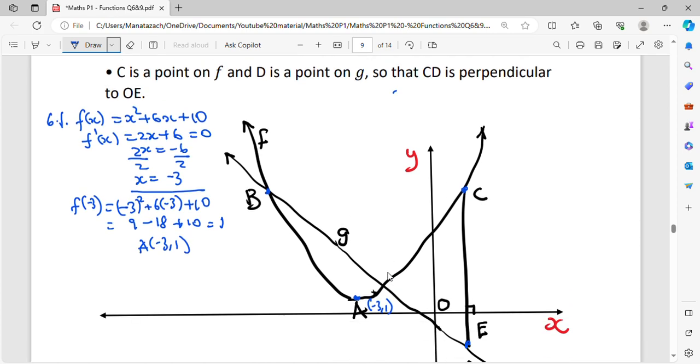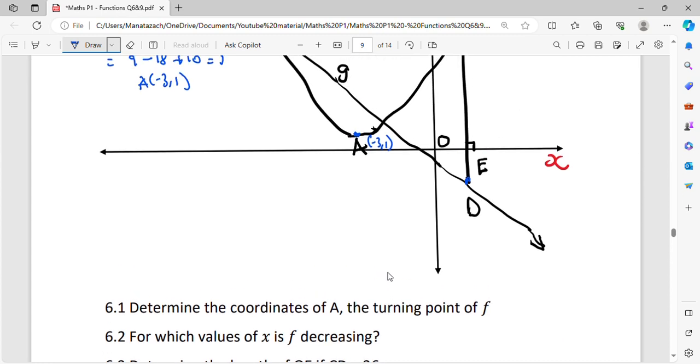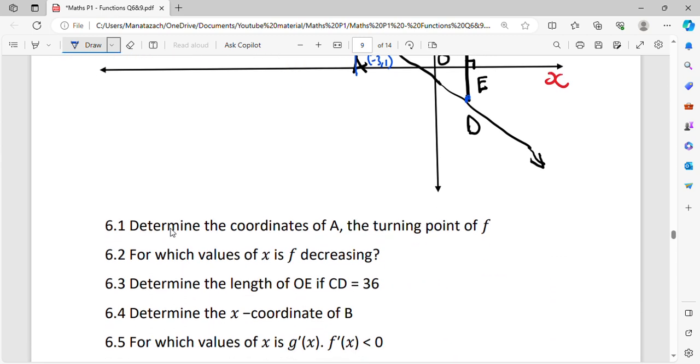Okay, then let's go to the next question. For which values of x is f decreasing? Okay, let's go to the function of f. It's decreasing from infinity up until point A at the turning point. So for 6.2 the answer is when x is less than minus 3 at point A, then f is decreasing.